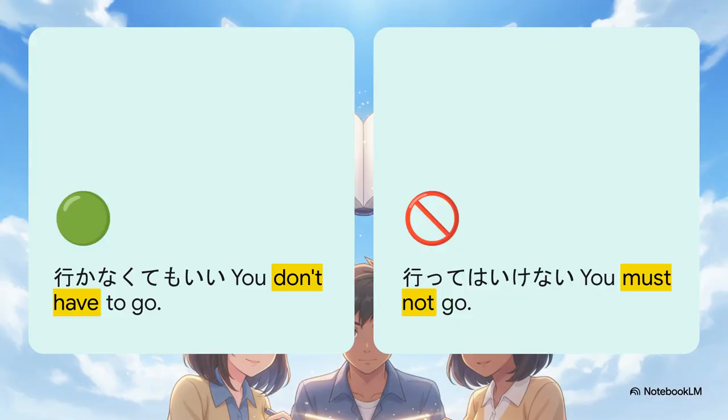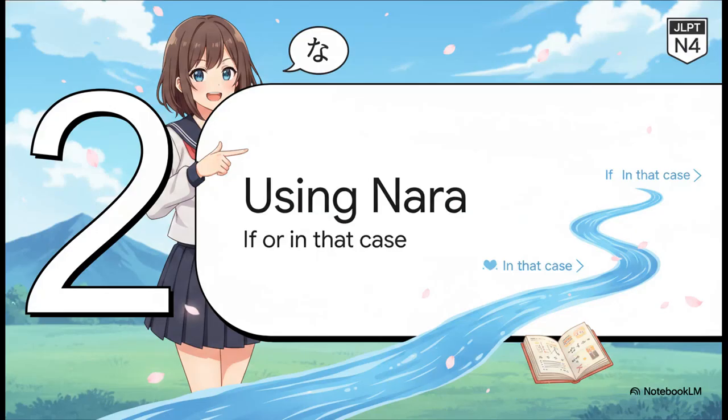Okay, huge red flag here. Please, whatever you do, don't mix these two concepts up. Confusing you don't have to with you absolutely must not is a classic trap on the JLPT. Think about the first one. Ikanakute mo ii just means it's totally cool if you don't go. But the second one, ite wa ikanai, means you absolutely must not go. It's a complete ban. To a beginner, they might sound a tiny bit similar, but their meanings are literally worlds apart. Moving right along to Section 2.